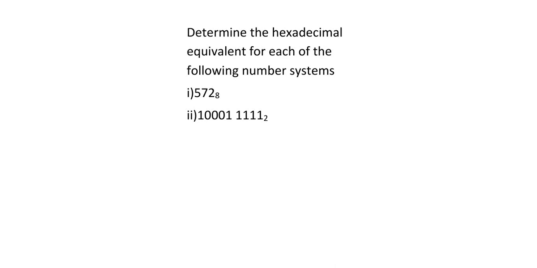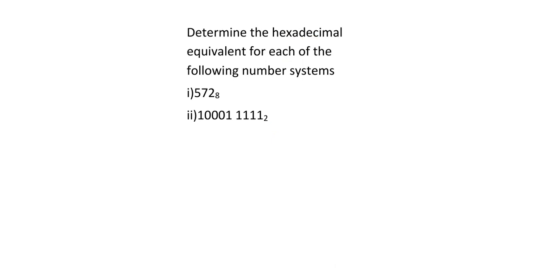Determine the hexadecimal equivalent for each of the following number systems. We have Roman 1, 572 base 8, and we have Roman 2, 10001 then 1111 base 2. So the first number is an octal number, and the second number is a binary number, and we are supposed to change them to hexadecimal system.